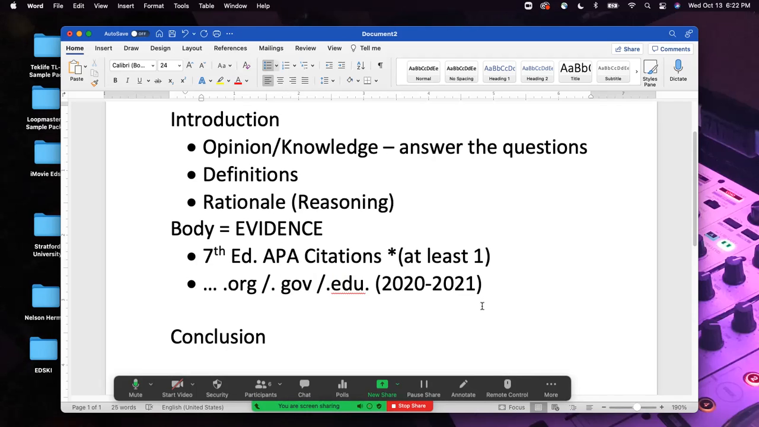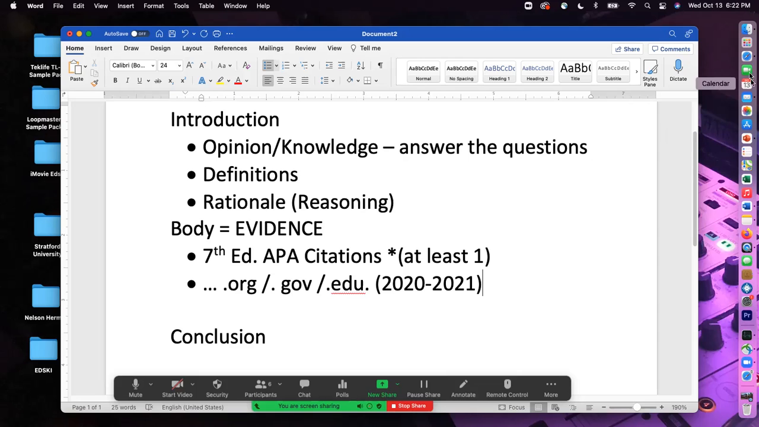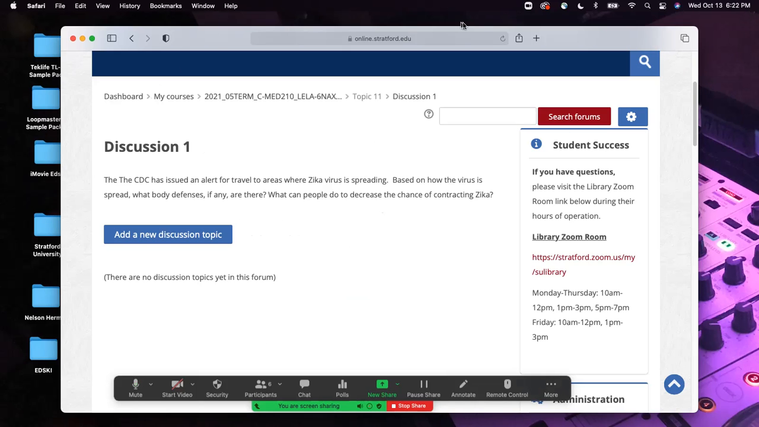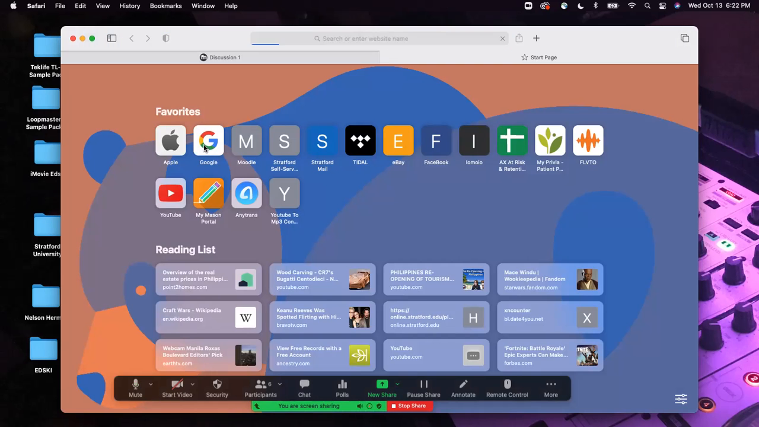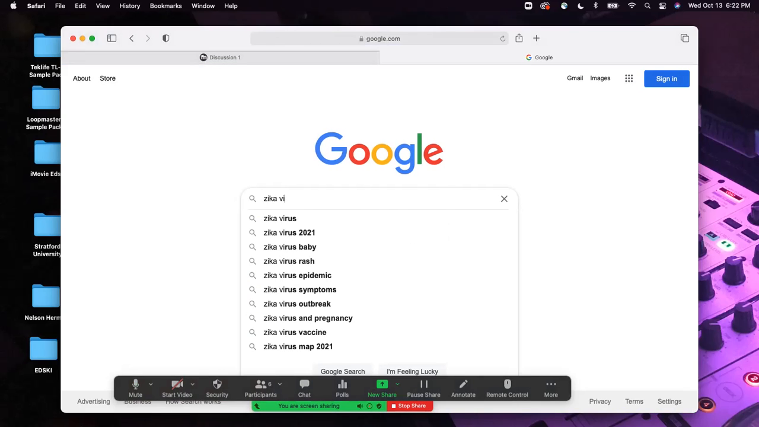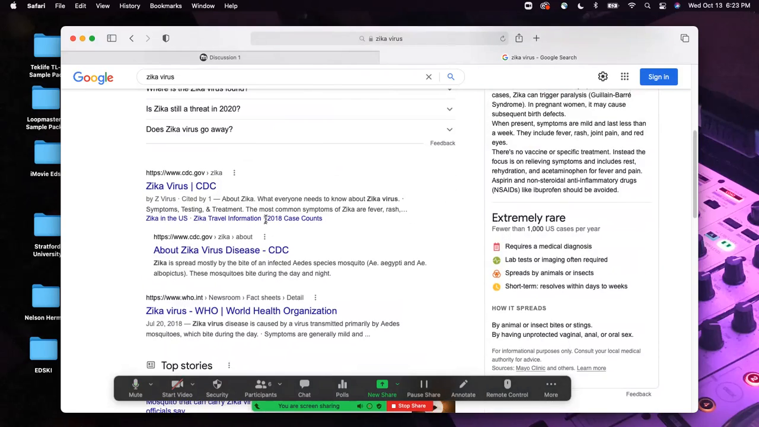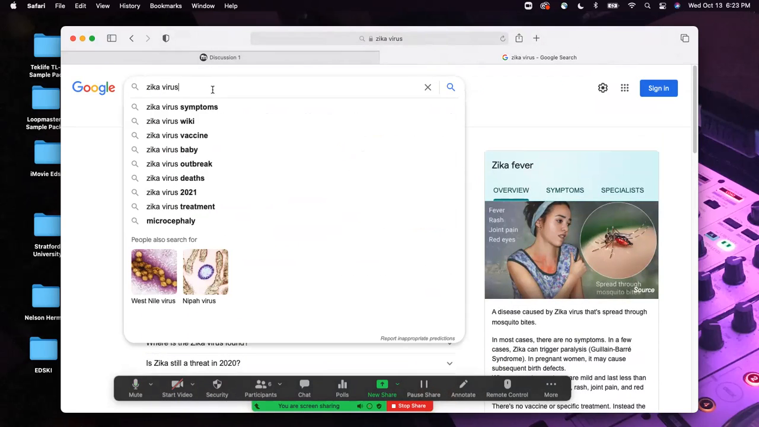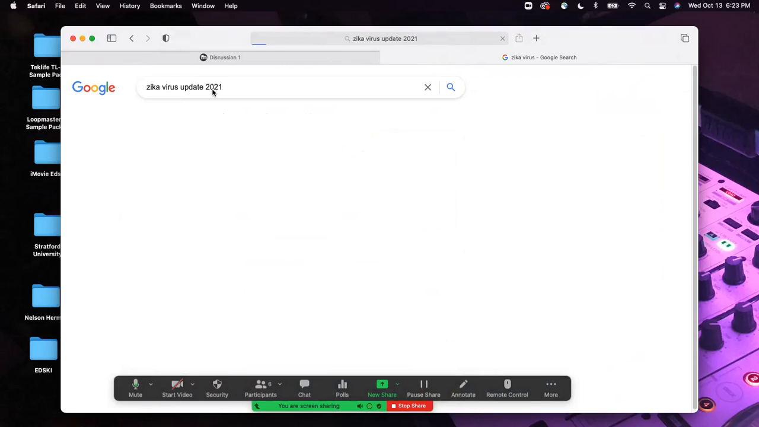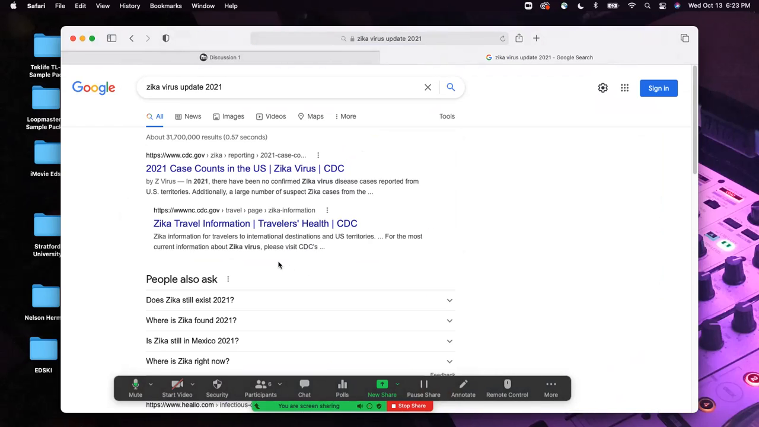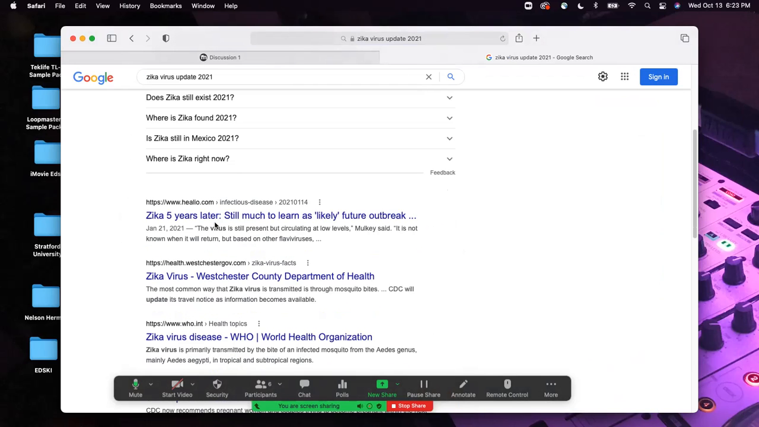So you try to get the most recent. And how do you do it? So for example, I want to talk about Zika virus. Let's do a quick search. Let's say I want to talk a little bit about the Zika virus. I guess update. What's going on? Zika virus in 2021. Hey, look at this. Some cases. That's a .gov. That's the Center for Disease Control. That's a good one to hit up. Another Center for Disease Control. That's a good one to hit up.